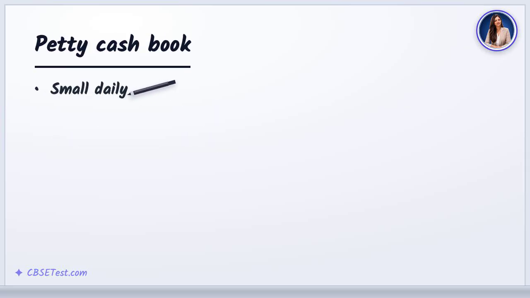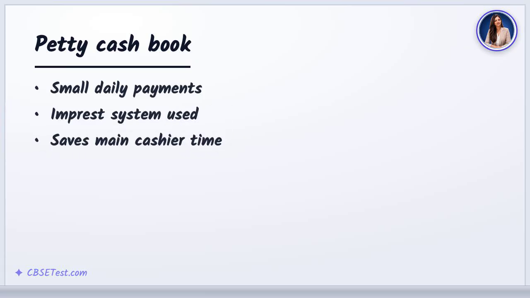For small daily expenses like postage and conveyance, we keep a petty cash book. Under the Imprest system, the petty cashier starts with a fixed amount and is reimbursed for what is spent, keeping the float constant and the main cashier free.